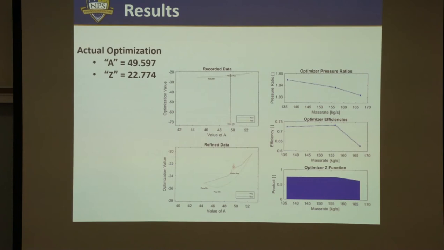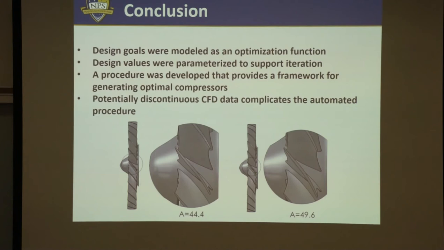So, conclusion: we were successfully able to model our design goals in terms of a Z function to try and optimize. We were successfully able to parameterize those design values to support the iterative process. And then we made a framework for generating optimal compressors. There are physical limitations. It's somewhat unrobust in the way that it searches, but that framework was laid for future research. And then we illustrated how discontinuous CFD data complicates the process of using that for our optimization data.